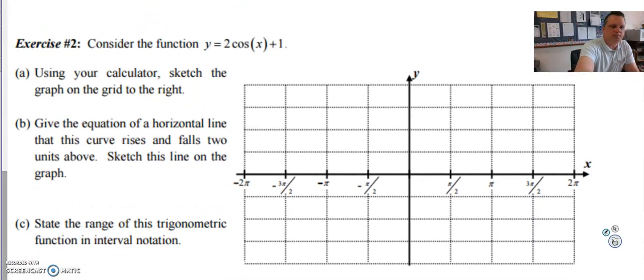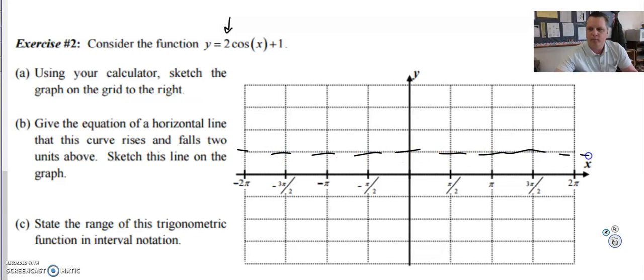The next one, we have an A and a C this time. So remember, the A is your amplitude. So we're not even using the calculator. We're just going to go and sketch it right on the grid. So the plus 1 means I move the midline up 1. So the midline is at y equals 1.